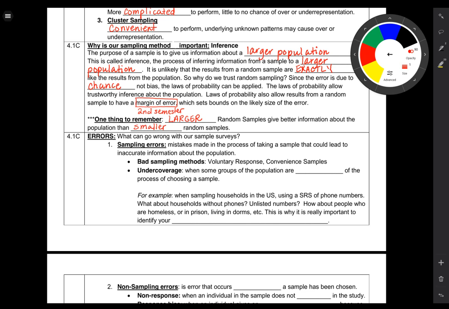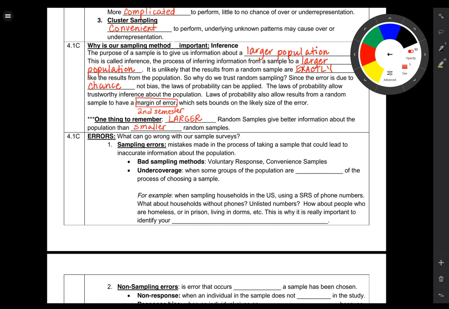Okay, so what can go wrong with our sample surveys? Well, there's two types of things that can go wrong as far as errors go. The first one is called a sampling error. Sampling errors are mistakes made in the process of taking a sample that could lead to inaccurate information about the population. So, one thing is bad sampling methods. I mentioned that voluntary response and convenient samples are bad sampling methods. Voluntary, you have passionate people, or people at the other extreme who don't give their opinions. Convenient samples are just easy to pick individuals.